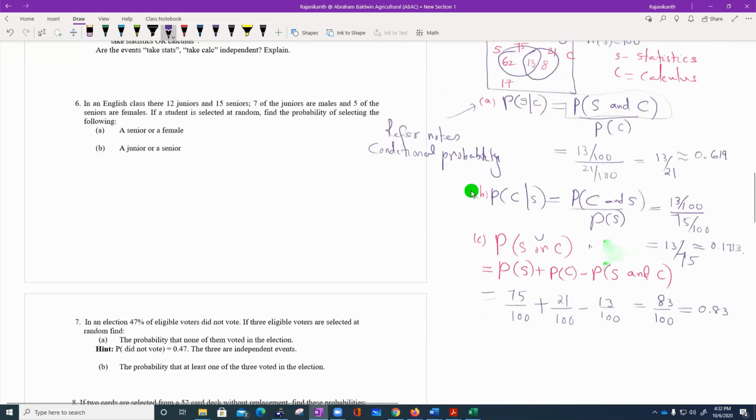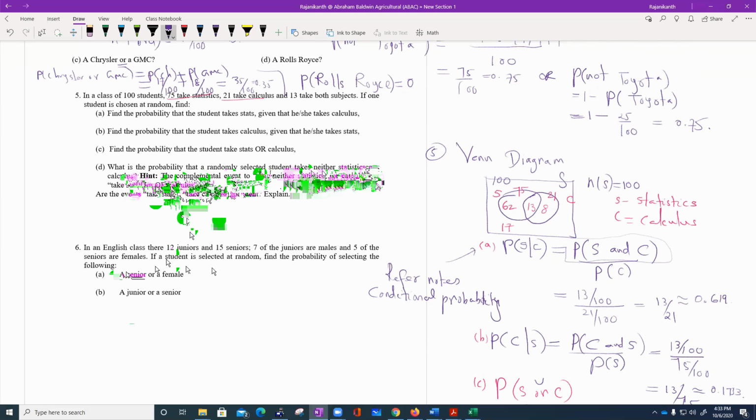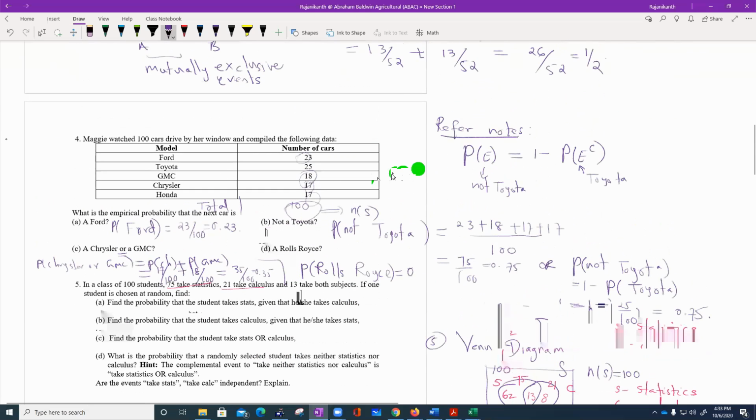That is part C. The last part. Let me do the last part somewhere here. What is the probability that the randomly selected student takes neither statistics nor calculus? There's a hint. The complement event to take neither statistics nor calculus is simply take statistics or calculus. So you could use that complement event formula I just gave. So use this formula.